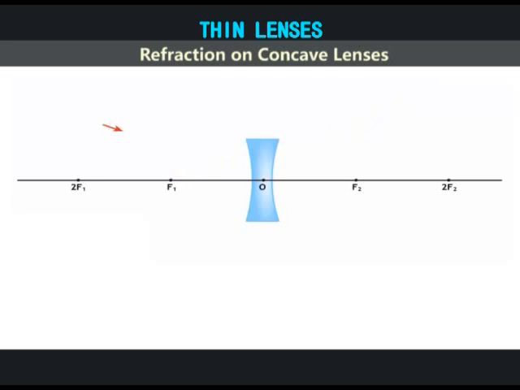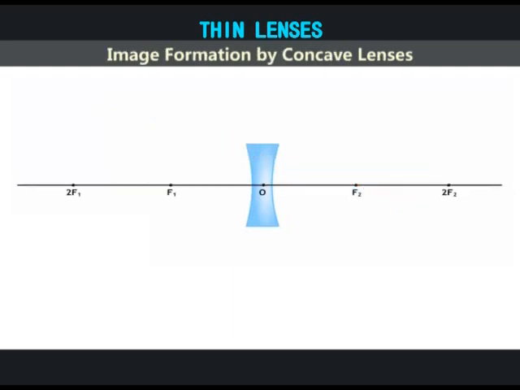When an incident ray passes through the optic center, it propagates undeviated. When an incident ray is directed towards the focus of a convex lens, the emergent ray passes parallel to the principal axis. And therefore, we can determine the position and the characteristics of images formed using concave lenses. Again, all we need are two rays from the same point on the object, incident differently on the lens.